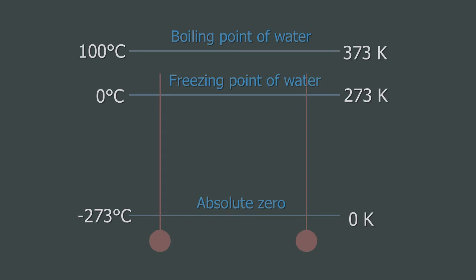So to calculate what 100 degrees C in Kelvin is, you just add 273 to the temperature in Celsius, which gives you 373 Kelvin. If you like, Kelvin is exactly the same as Celsius, but it's just pushed back 273 degrees, so it starts at absolute zero.